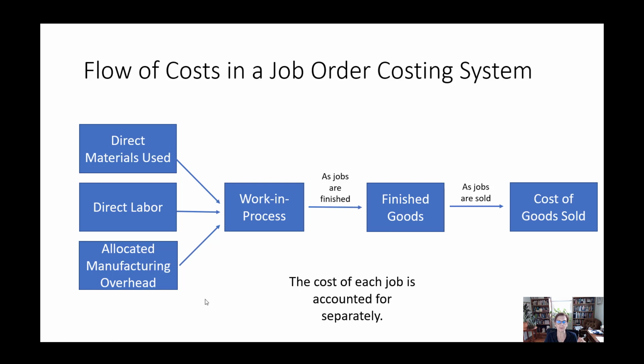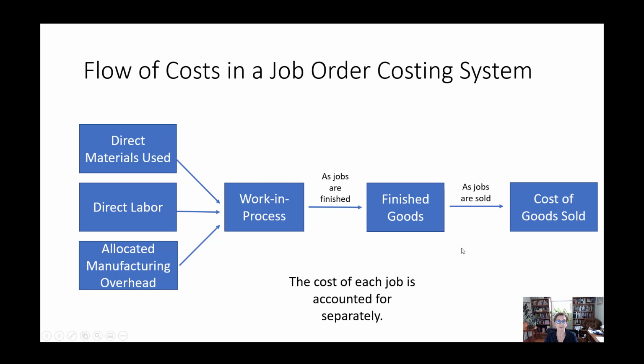Here is a diagram that shows what the job order costing system cost flow looks like. Remember that we have materials, we have labor, we have overhead, and all three of those, materials used, direct labor, and then the allocated overhead, which we're going to talk about, all go into work in process. Remember our work in process inventory. And that's where they are until the jobs are finished. When they're finished, they go to finished goods, and then they are eventually sold and go to cost of goods sold.